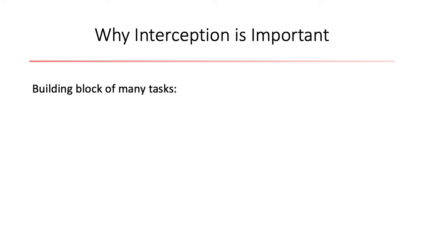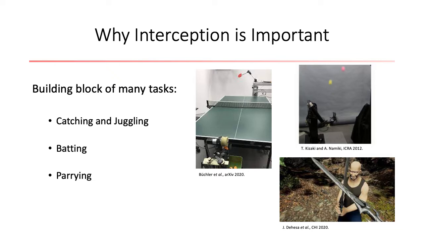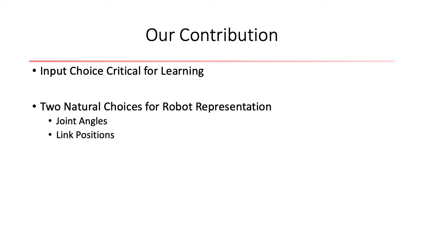Interception is worth studying because it is a building block of many tasks, including catching and juggling, batting, and parrying. Our contribution is the following. It is well known that input feature choice is critical to learning. There are two natural choices for representing a robot state to a policy: the robot's joint angles and the spatial positions of the robot's links. To the best of our knowledge, no one has previously done a thorough analysis of which is better in the context of interception problems.